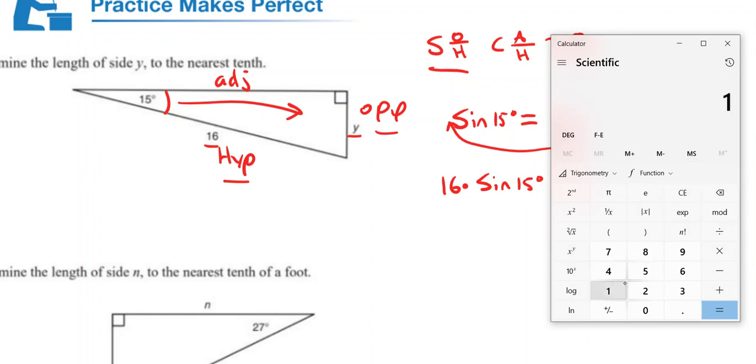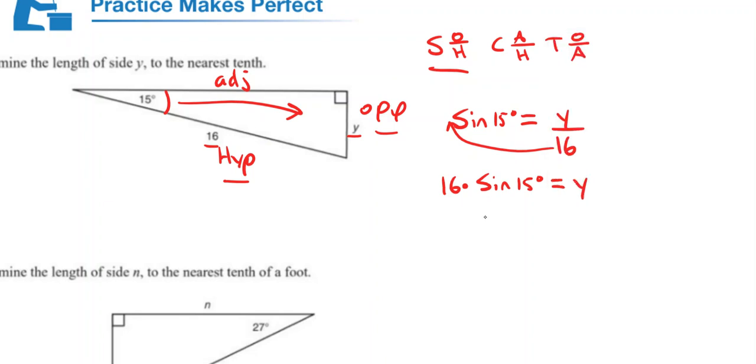So I'm going to go 15 sine, so now I have sine 15 times 16 is equal to 4.1, yep. Is equal to y. And then just check if it makes sense, right? If that's 4.1, yeah, that does make sense, because this is a small angle, right? So I'm expecting that this backside would be quite a lot smaller than 16, right?